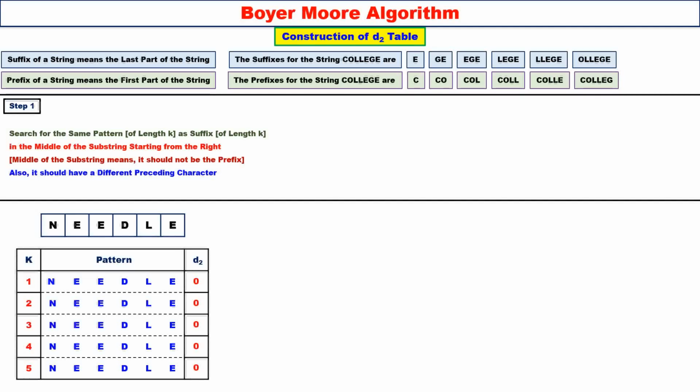I think with some examples it will be more clear. Now, when that is the case, what is the D2 value? The number of characters in front of the found pattern. I think with some examples it will be more clear.